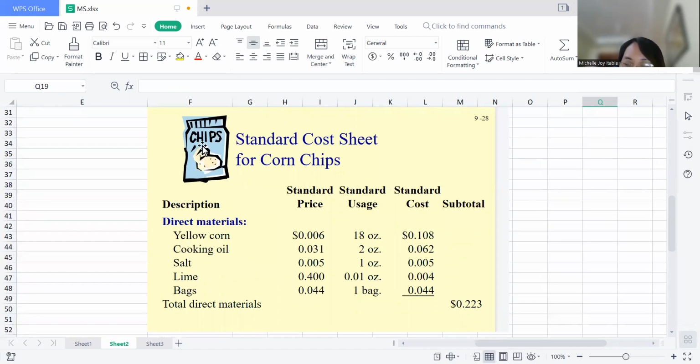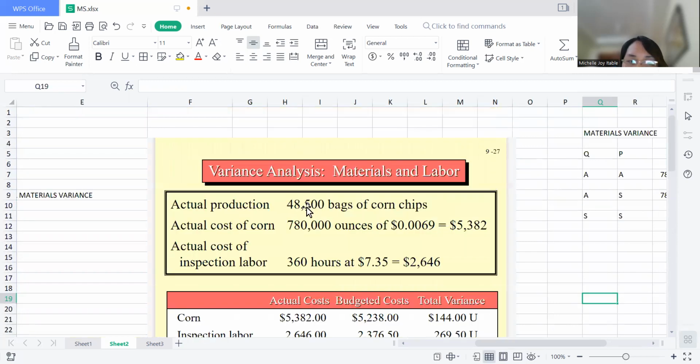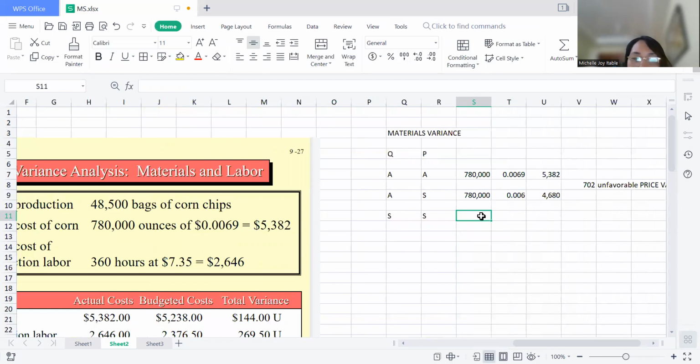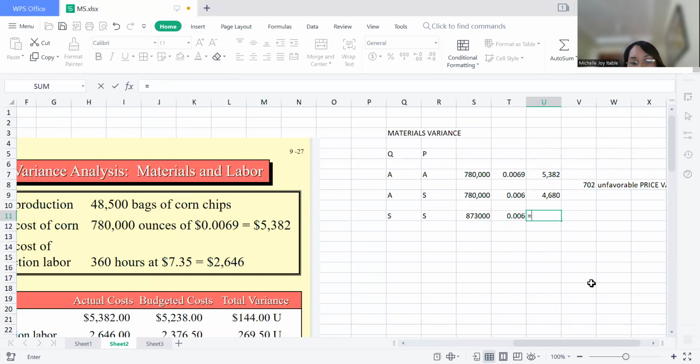18 ounces is what we need. The question is, how many bags of corn chips did we produce? We have 48,500, so we multiply. You multiply 48,500 times 18 ounces. We have 873,000 standard quantity. And then multiplied by the standard price, which is already given, 0.006. And then you multiply this one.